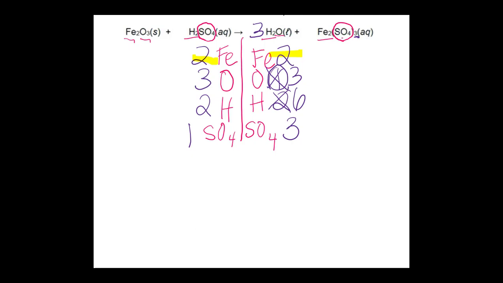Okay, so my irons are good. My oxygens are good. My H's, the left side needs more. We need to triple my left side. So let's do that. 3 times 2 gives me the 6 H's I needed, and it also triples that SO4 sulfate. And now we can see my H's match and my SO4's match, so we have a balanced equation.